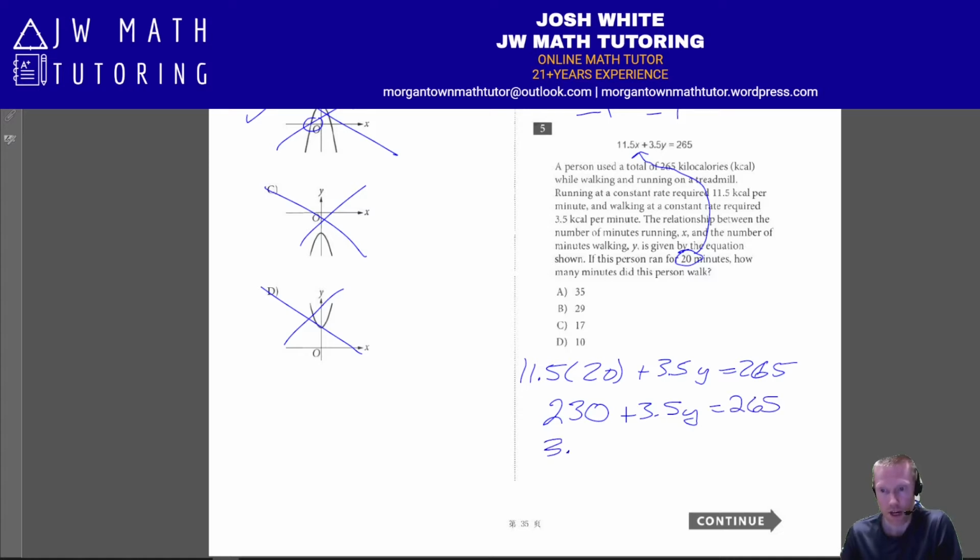And then we subtract 230 on both sides, and that gives us 3.5y equals 35. And then we can go ahead and divide both sides by 3.5. And notice here your answer is just going to be 10, because we have 35 over 3.5. You notice how it's the same digits, it's just decimals moved over one spot. So the correct answer for this one is going to be letter D, 10.